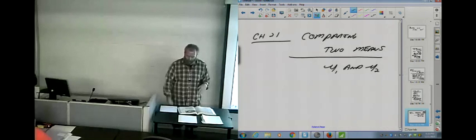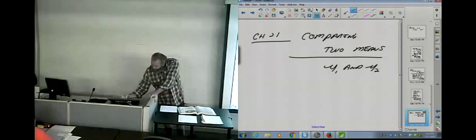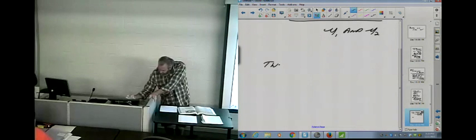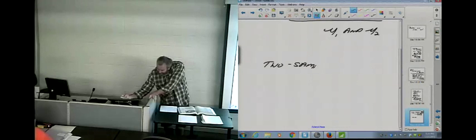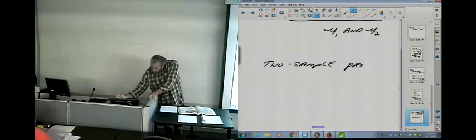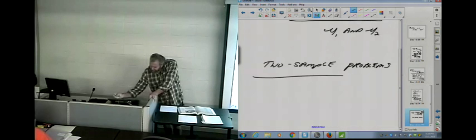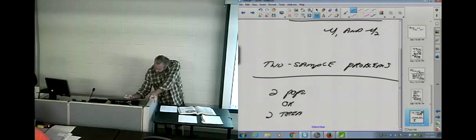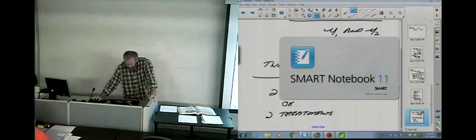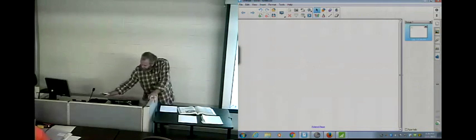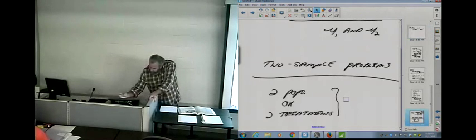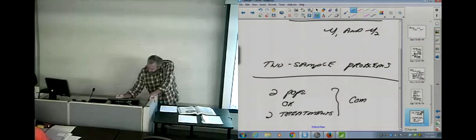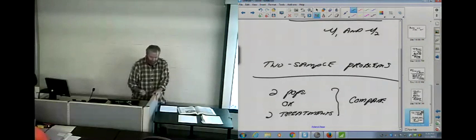All right? Now, when I think about two sample problems, the first thing we have to be able to do is identify a two sample problem to know that we are looking at two populations. Okay? So we've got two populations or two treatments, not matched pairs. And what we want to do is we want to compare these two. Right? We want to compare two populations or we want to compare two treatments. Okay?